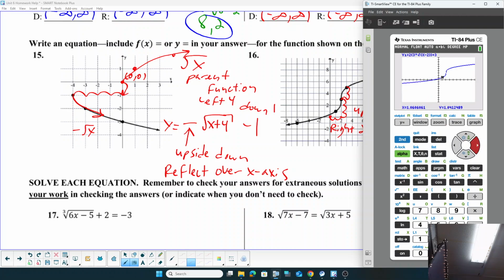Why does there look like a hole there? Whoa, like it skips over something. That's weird. Do we have a hole? Is this square root or cube root? Should be cube root, so there shouldn't be a hole there. I'm not sure what's going on. That's weird. Right 2 up 3 should work. Okay, anyways.